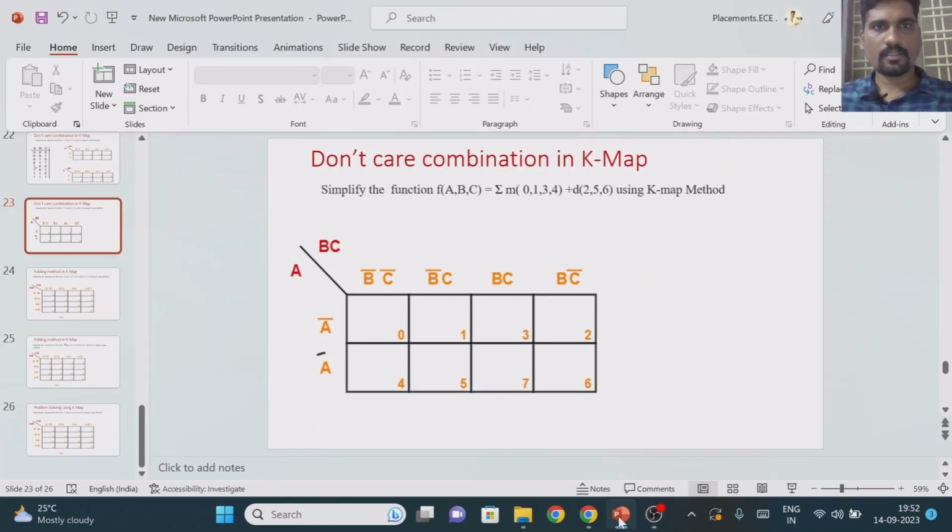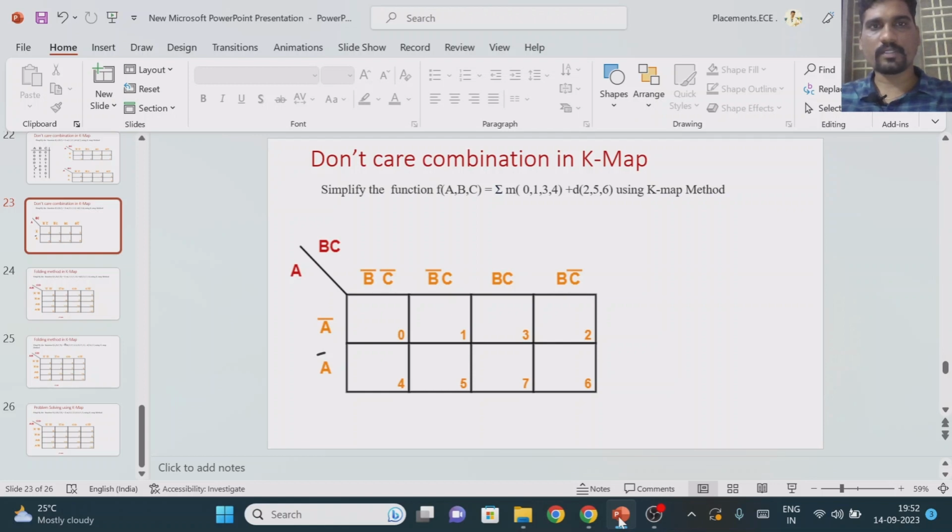Hello guys. In today's class what we are going to see is some more problems on the don't care combination in K-map. Guys, I request you, if you haven't watched my previous classes, please watch those classes so that it will be easy for us to understand today's lecture. So we are going to solve some more problems on the don't care combination.